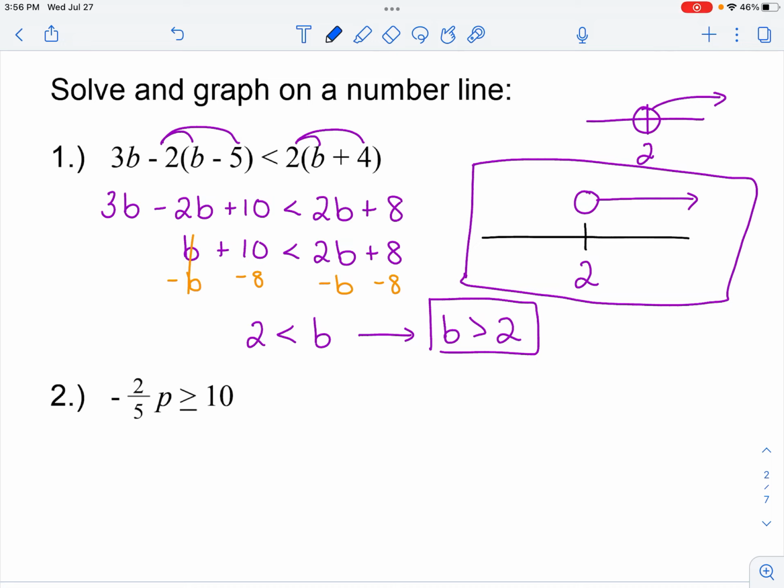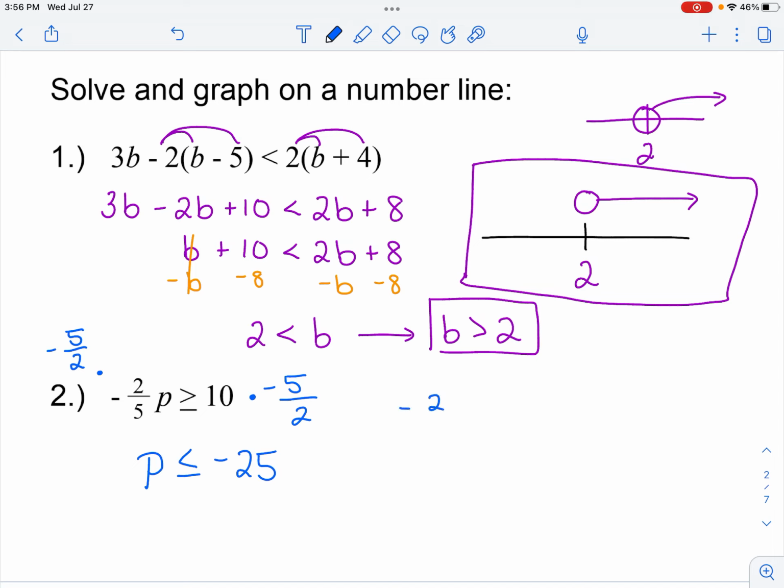Let's see, I want to get rid of the fraction. So what I'm going to do is I'm going to multiply both sides by the reciprocal, -5/2. A number times its reciprocal should give me 1. So on the left-hand side, I'm going to have a p. But I multiplied by a negative. Now, anytime you multiply or divide an inequality by a negative, you need to flip the direction of the symbol around, okay? Now I have to do 10 times -5 is -50. -50 over 2 is -25.